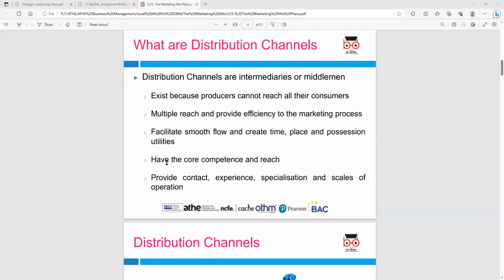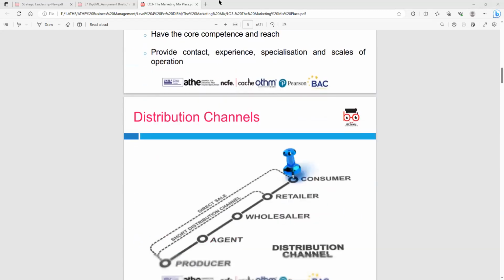Furthermore, they provide contacts, experience, specialization and scales of operation, because they have all these services and facilities at their disposal.